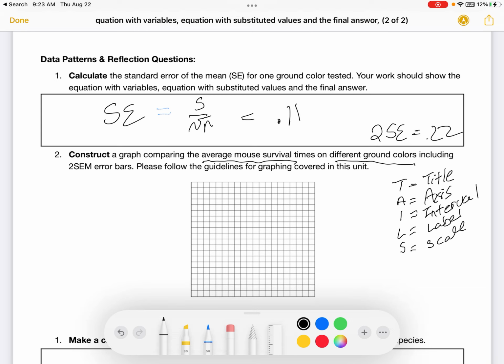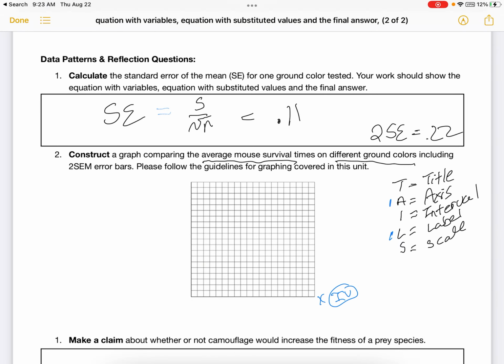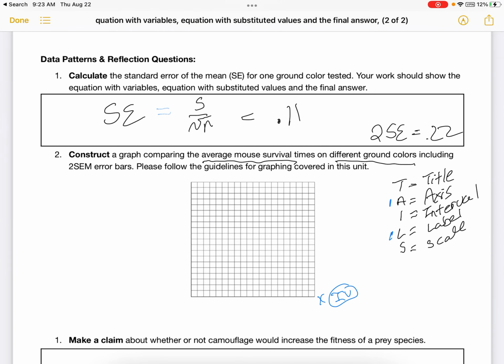When I approach this, I usually start with axis and label. I do them together. I know that this is my x-axis and my independent variable goes on it. The one I have most control over between mouse survival and different ground colors is the ground color, because I can choose on the computer simulation. And so I am going to go down a little bit here.